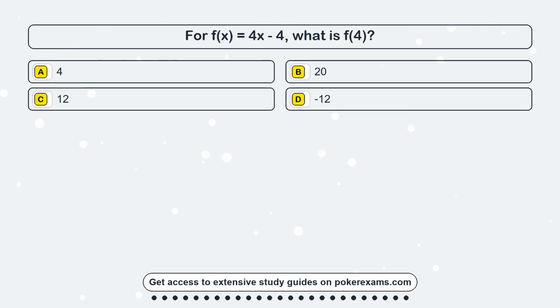Question 15. For f of x equals 4x minus 4, what is f of 4? Option A 4. Option B 20. Option C 12. Option D minus 12.